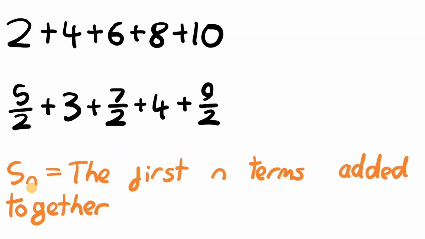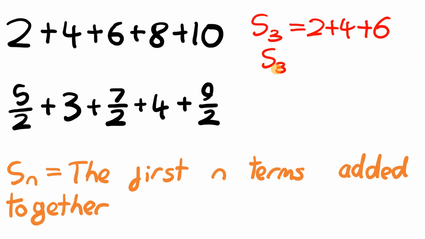Okay, so for a series, you need to be aware of a similar type of notation, which is Sn. This is essentially the un for a series. So this is the first n terms added together. So for example, let's look at this series here. If we're talking about S3, this is going to be the first 3 terms added together. So we can see that for this series here, it's going to be 2 plus 4 plus 6. So therefore S3 is going to be equal to 12.